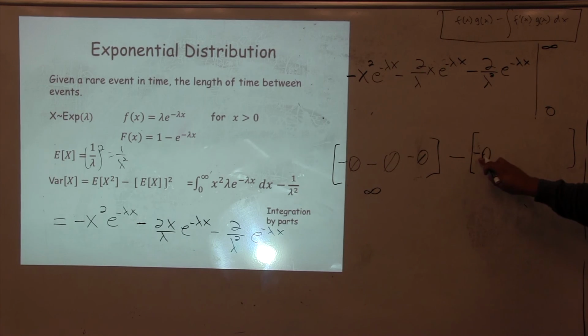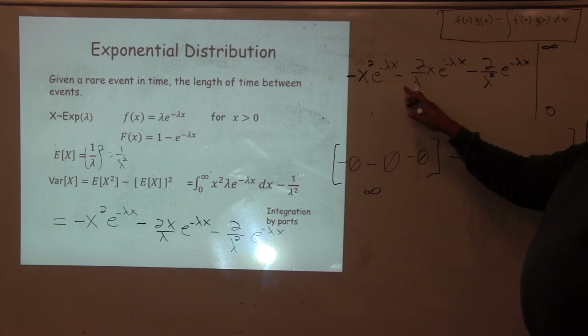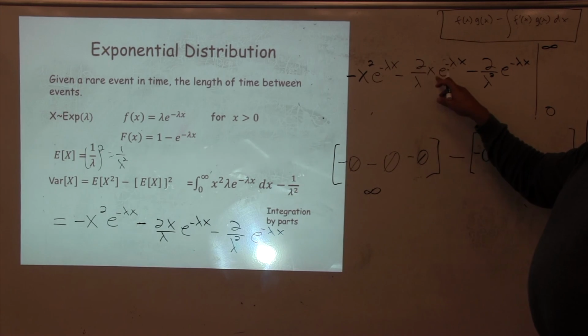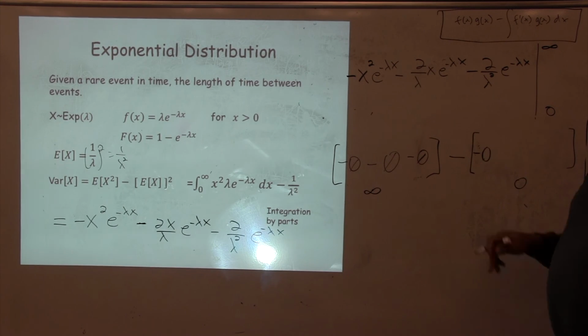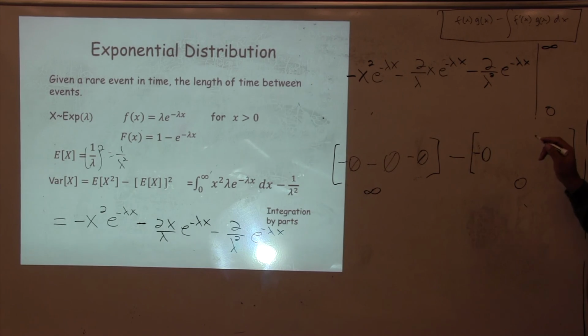Let's look at the second term. The second term, we have minus 2 over lambda x e to the minus lambda x, right? We have an x there set to 0. That makes this term 0. 0 times anything is always 0. So that term is going to be 0. So we'll write a minus 0 here.